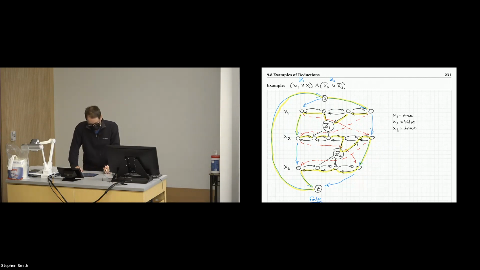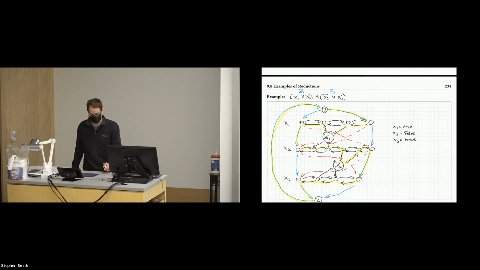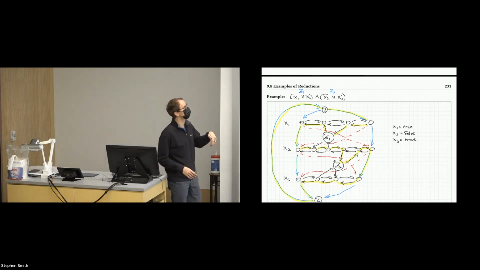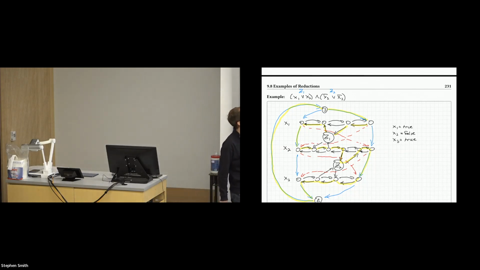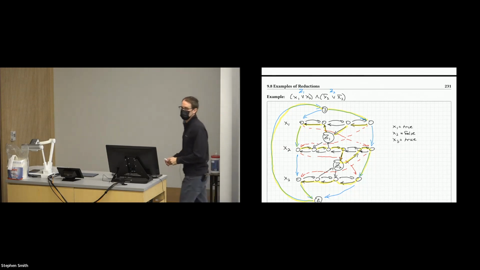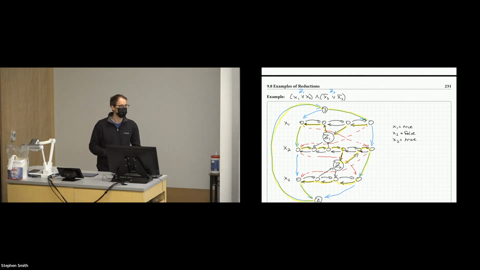And if we look back at our clauses, setting X1 to true satisfies Z1, right? And setting X2 to false satisfies Z2. Actually, setting X3 to true doesn't help with the second clause, but we've got a positive literal in each clause, right? A true in each clause.